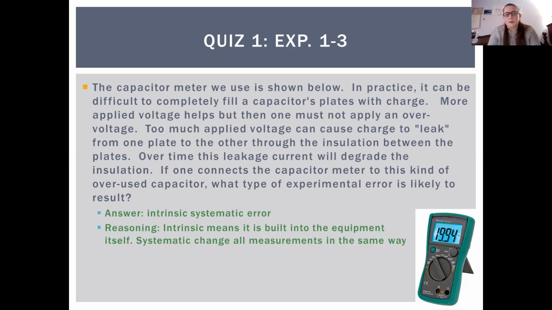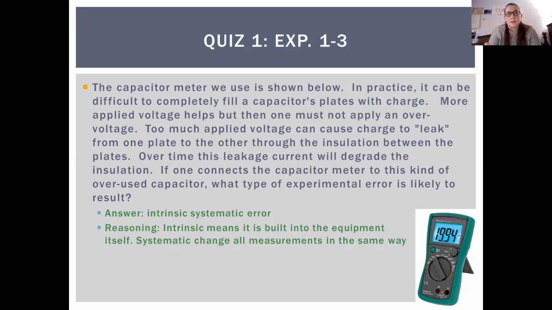it says we're dealing with a capacitor here. So over time, this leakage of charge from one plate to another through that insulation between them degrades the insulation, and then if you connect a multimeter to an overused capacitor like that, you would get an error in your measurement of that capacitance. And that would be an intrinsic systematic error that would result in that. It's built into the equipment itself, the capacitor itself. That's not something that you can control.